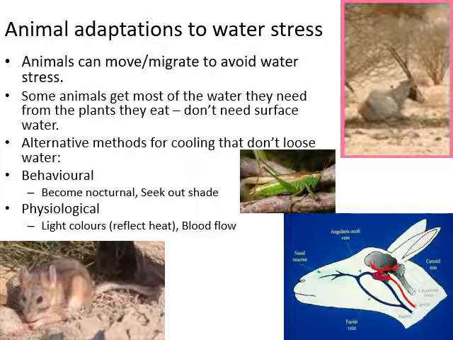Animals also have interesting solutions to water stress, but they're very different solutions from plants. For example, animals aren't able to store water the way plants do, but they're able to move to find water, as well as to find places that don't have high evaporative demand. So animals can migrate to avoid water stress. They can just move away from water-stressed places.